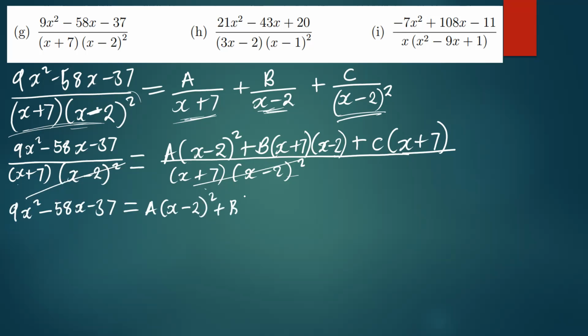And then we have plus b, open brackets, x plus 7 and x minus 2 there. Then we also have plus c there, open brackets, of x plus 7. So this is an expression that we're going to use to find the values of a, b, and c. Like I said, there are two methods you can use to find these values. The first one is by looking at the numbers that we can replace x with to make two of these terms become zeros and remain with just one term.